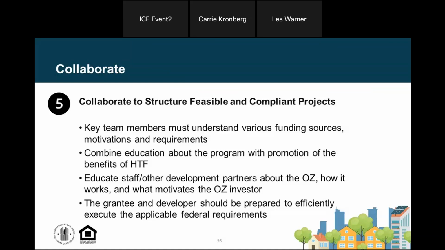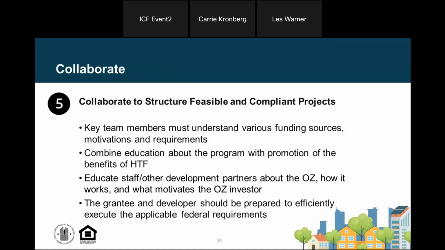And then during this collaboration stage, grantees can take that information that we've shared and use the guidebook to educate Opportunity Zone partners about trust fund requirements to ensure they understand the opportunities as well as the limits of these financial resources. The effort should combine both education about the program with promotion of the benefits of Housing Trust Fund to investors and developers.